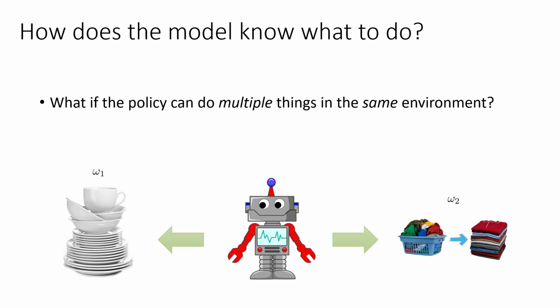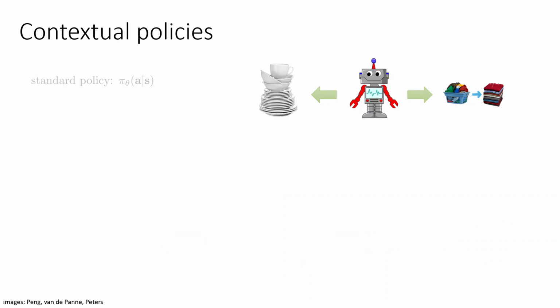So the way that we do this is by assigning some sort of context to each task. The context can be a variety of different things. It could be as simple as just a one-hot vector, indicating whether we're doing the dishes or doing the laundry, or it could be some kind of descriptor of a task, maybe a goal image, or even a textual description. And all of those are reasonable choices. So we call these contextual policies.